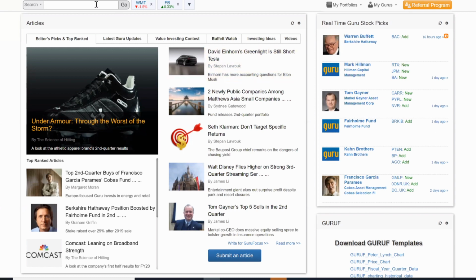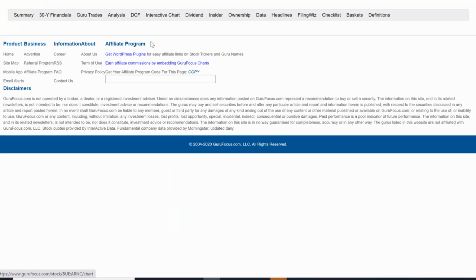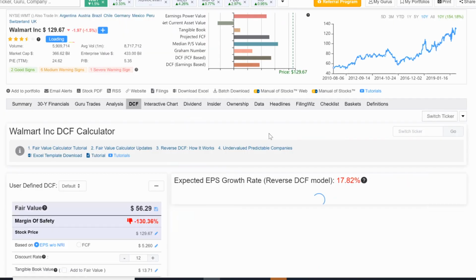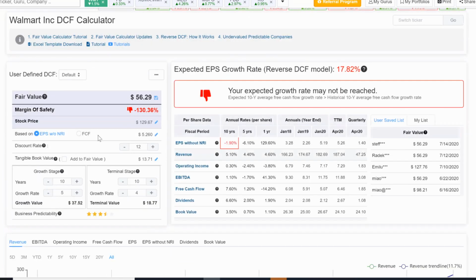Then some new features we introduced, or actually improved. One is the DCF calculator. We made it easier to use with up and down click buttons. For instance, this is the discount rate. I'm here at the Walmart discounted cash flow calculator, the DCF calculator. The default discount rate is 12% here, and if I want to change it, I just click this so that the discount rate can be lower.